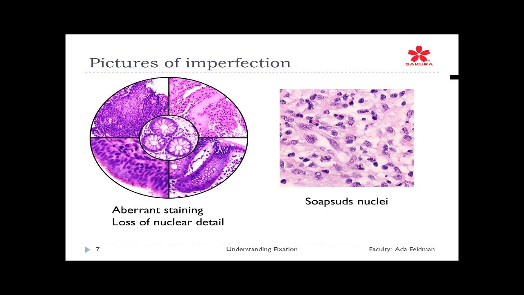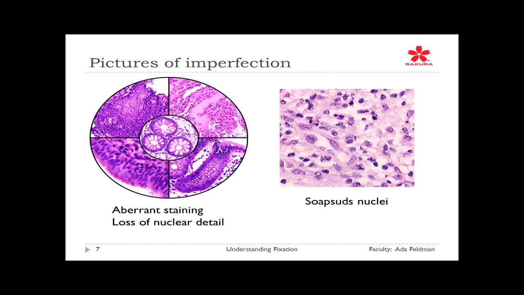The next slide is showing you what happens when we have improper fixation. A whole range of weird aberrant staining can show up here, all right? The circle on the left, you're seeing nuclei with no chromatin pattern. You're seeing them washed out, all right? The slide on the right is showing you the famous soap suds nuclei. When you take a look inside any of those nuclei, they actually look like there's bubbles inside. And this has been referred to as soap suds nuclei. Sometimes people have referred to it as nuclear meltdown, all right?